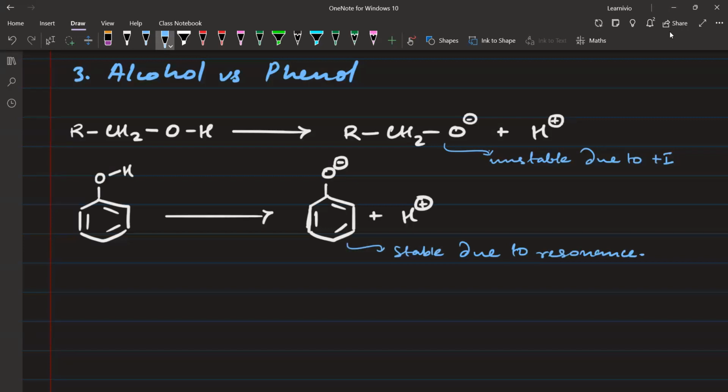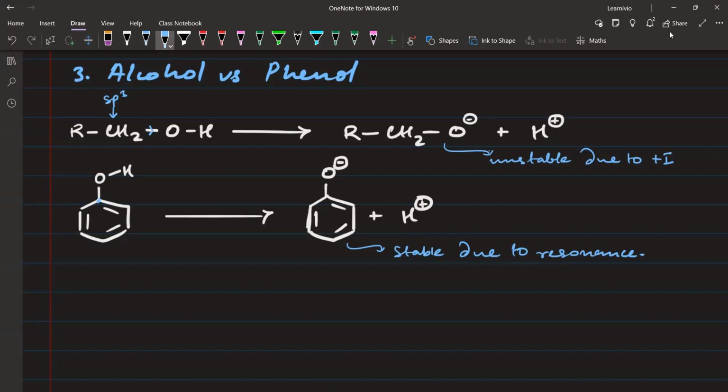Now this is one of the main reasons why phenol is going to be more acidic than alcohol. One more reason that we can discuss is the hybridization of the carbon atom that is directly connected with the OH bond. ठीक है, तो यहाँ पे ध्यान से देखिएगा. This carbon atom is sp3 hybridized, which is less electronegative. It is giving electron density to the oxygen atom.